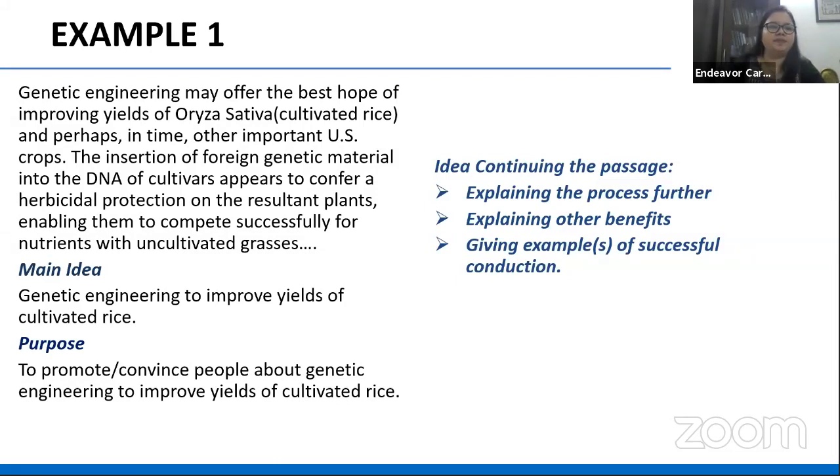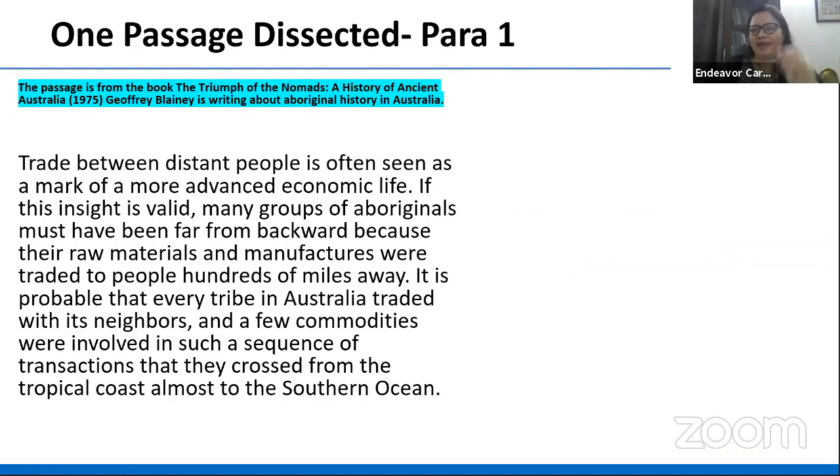Okay, next. So we're going to look at a passage one paragraph at a time, because we're trying to understand the structure of the passage, all right? Understanding a bit of background here would be very relevant when it comes to understanding the whole passage.